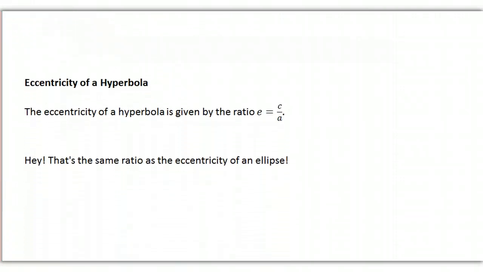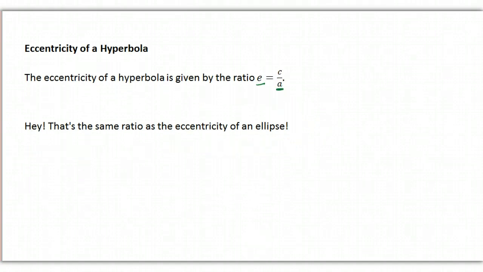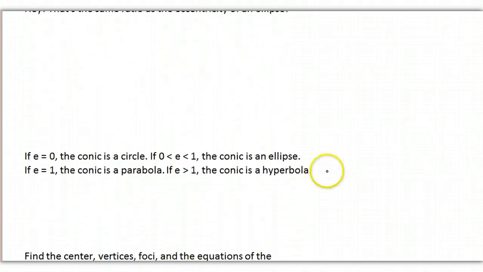Eccentricity of a hyperbola. Well, if we know c and we know a, we just get the ratio, and that's our eccentricity. E equals c over a, which is the same ratio as the eccentricity of an ellipse. But a is always going to be smaller than c for a hyperbola. So that means that the eccentricity of a hyperbola is always greater than 1.